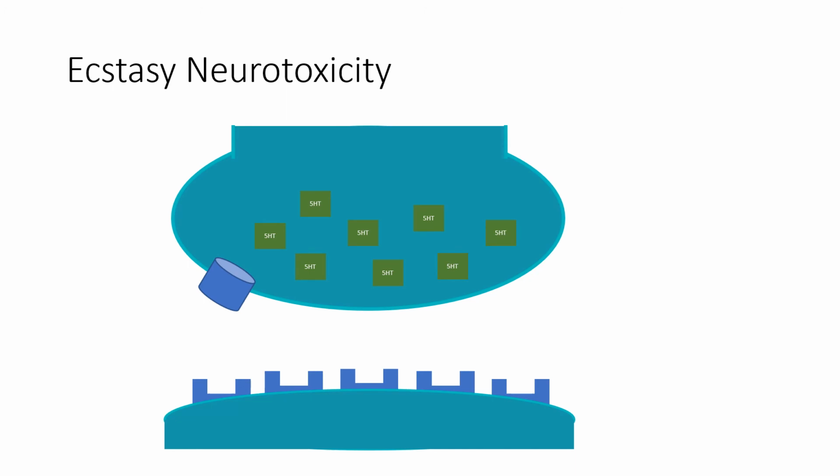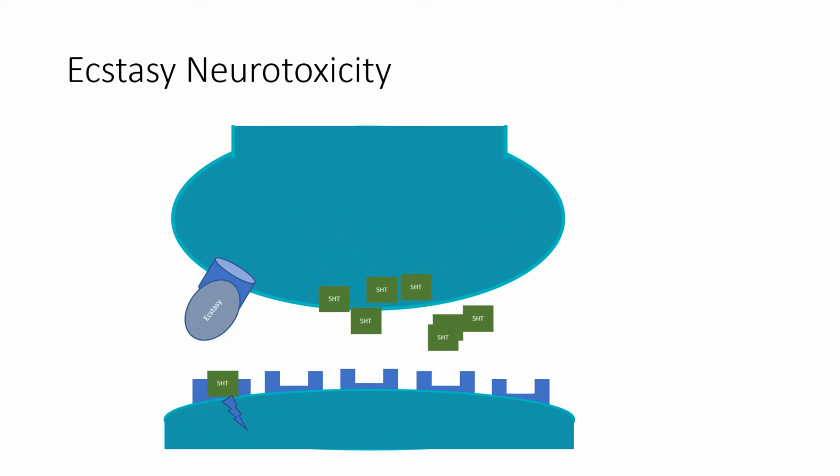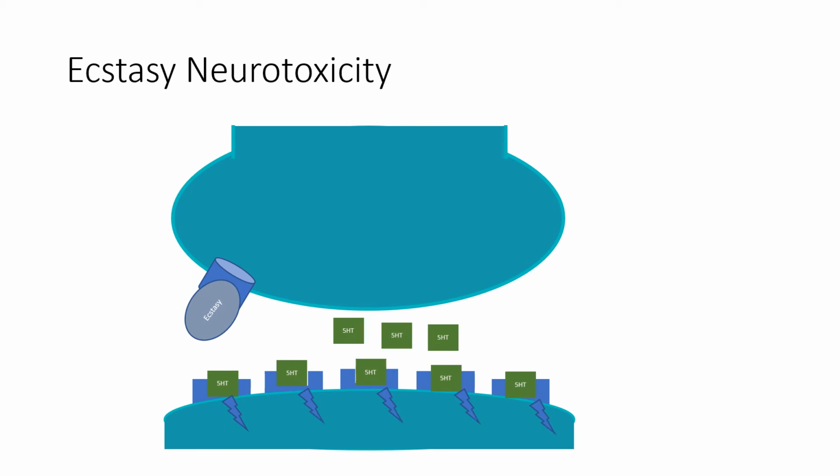So ecstasy neurotoxicity: you get ecstasy that's going to block the reuptake and enhance the release of serotonin. So the ecstasy comes in, it blocks reuptake and enhances release, so you get essentially overfiring. And this is where the neurotoxicity can come in.